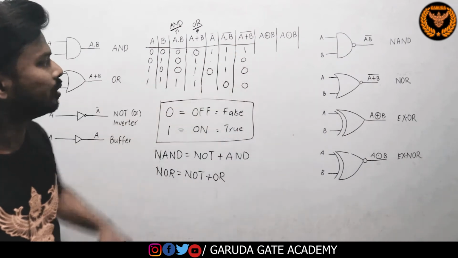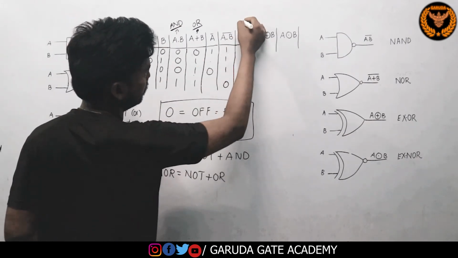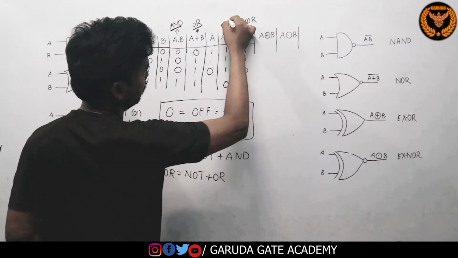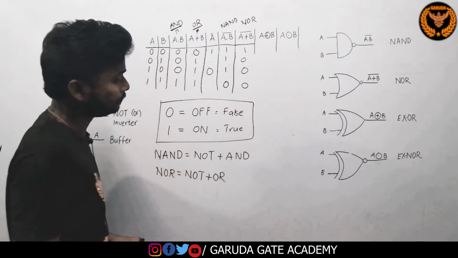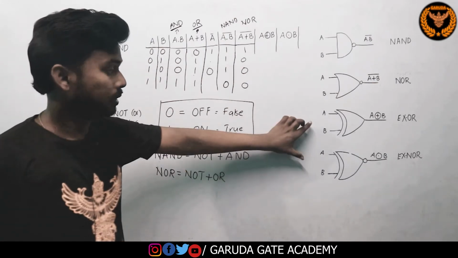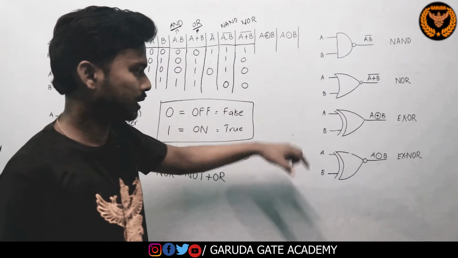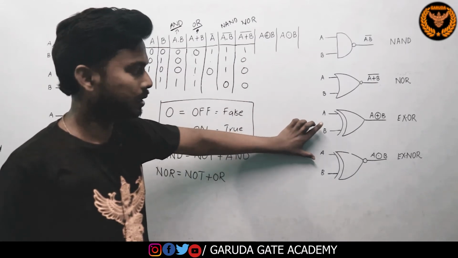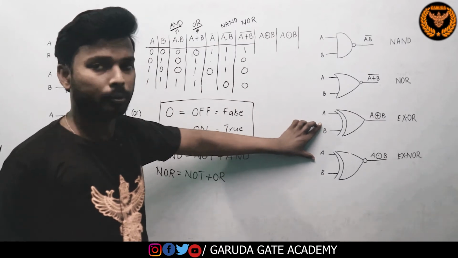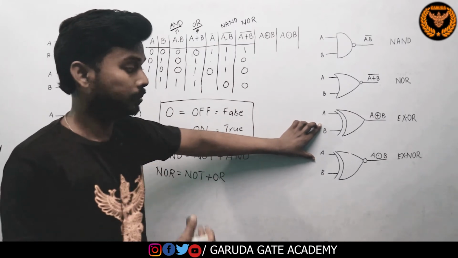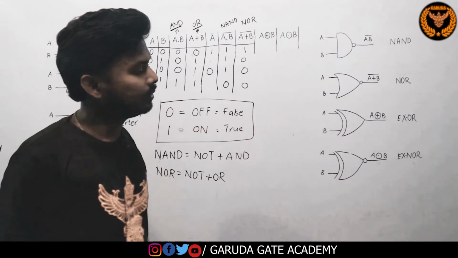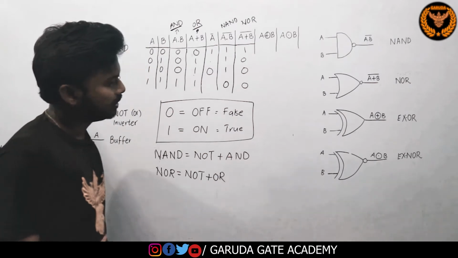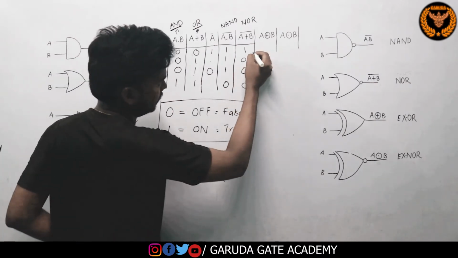What is that gate? NOR gate. This is NOR. This is NAND. And the most important part of this gates concept is these two gates. People usually forget these things, so try to be more careful and remember these two gates. You will get most of the questions from XOR or XNOR gates.